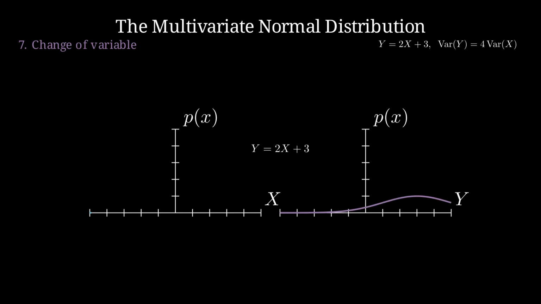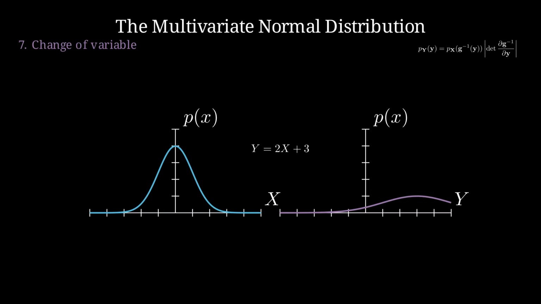Example: y equals 2x plus 3 with x standard normal. The mean shifts by 3. The standard deviation doubles because the derivative of the map is 2. In multiple dimensions, the scalar Jacobian becomes the determinant of the matrix of partial derivatives, and for linear maps y equals Ax we recover sigma y equals A sigma x A transpose, linking this section back to our linear transformation rule.